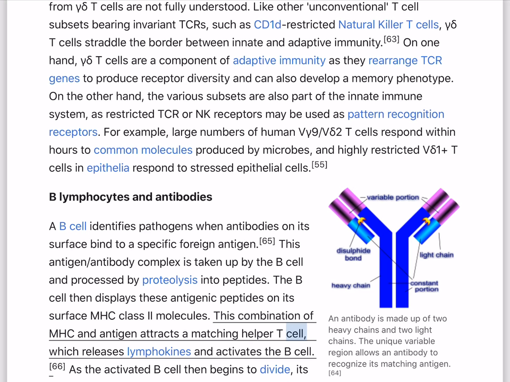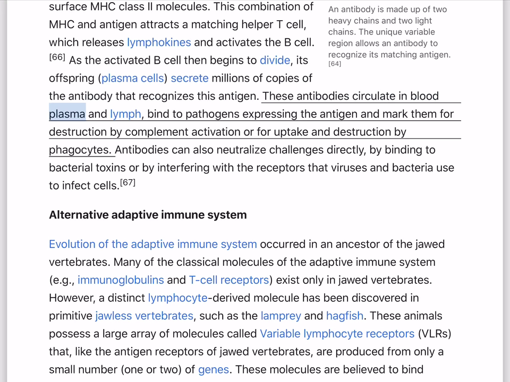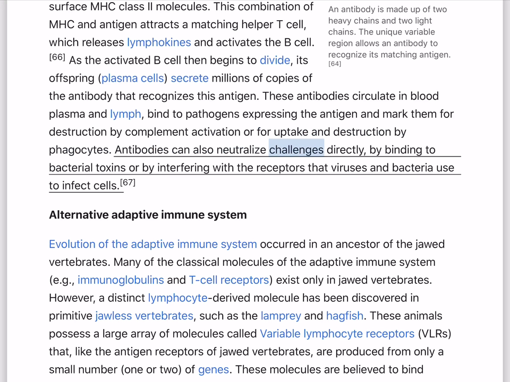As the activated B cell then begins to divide, its offspring, plasma cells, secrete millions of copies of the antibody that recognizes this antigen. These antibodies circulate in blood plasma and lymph, bind to pathogens expressing the antigen and mark them for destruction by complement activation or for uptake and destruction by phagocytes. Antibodies can also neutralize challenges directly, by binding to bacterial toxins or by interfering with the receptors that viruses and bacteria use to infect cells.